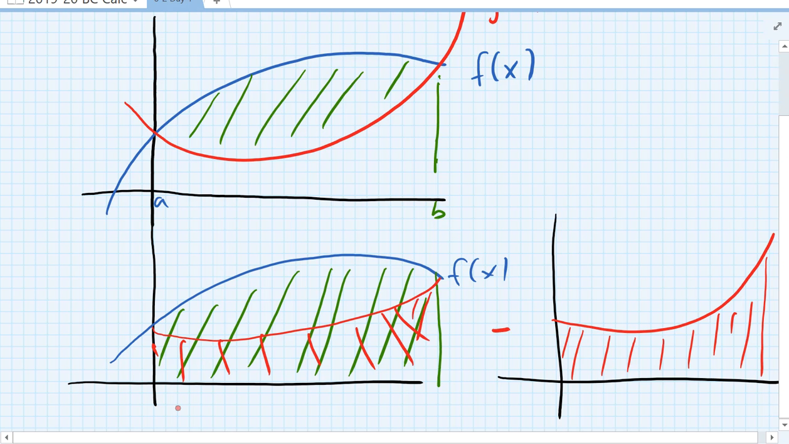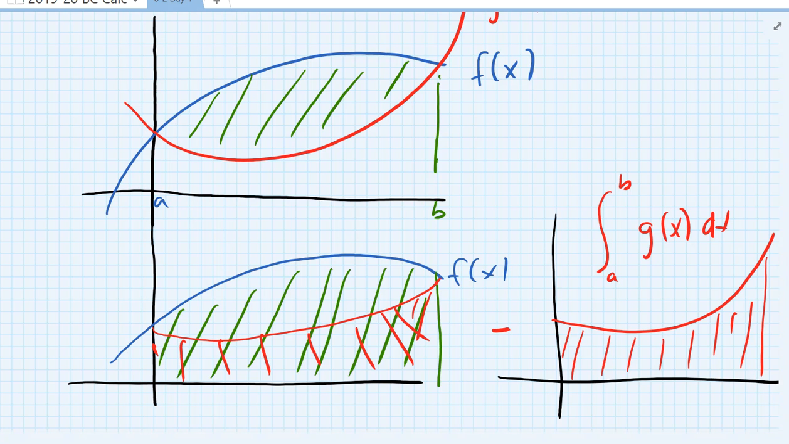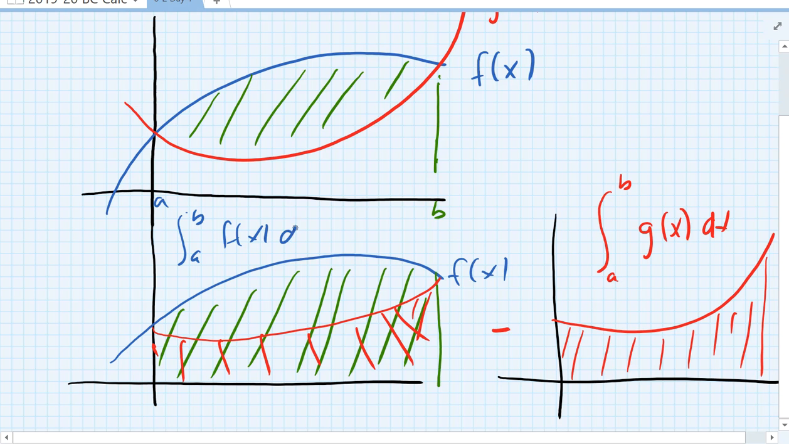Okay, so let's think about that. Does that mean that if I'm doing the area under f of x, it's just the integral from a to b of f of x dx? And if I'm doing this one, this is the integral from a to b of g of x dx. This is the integral from a to b of f of x dx. And if I subtract the two, will that give me the area between? That's what this is all about.